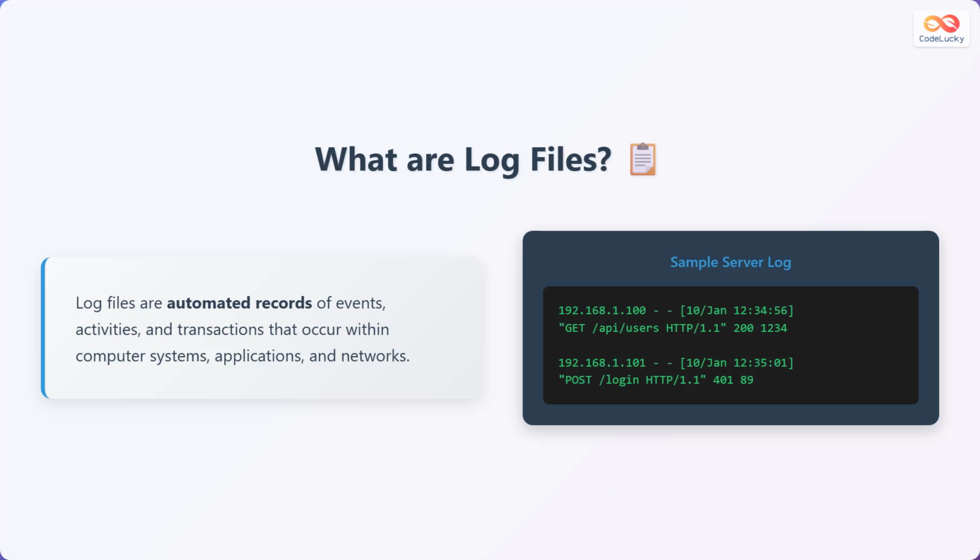Log files are automated records of events, activities, and transactions that occur within computer systems, applications, and networks. Here's a sample server log. It includes the IP address, date and time, the request made to the server, and the status of that request, like 192.168.1.100 making a GET request to the API users endpoint, which returned a status code of 200.